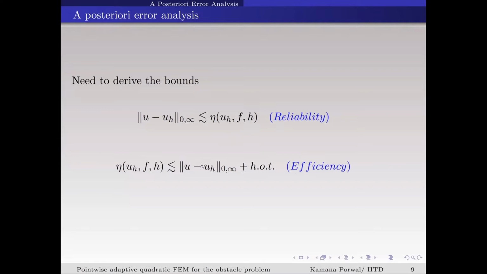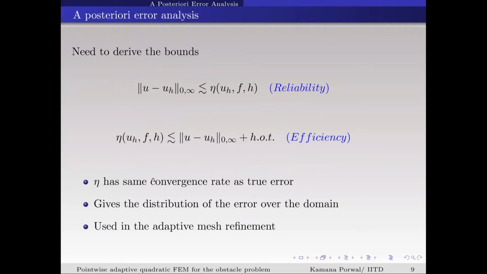Now these estimates ensure that eta will have the same convergence rate as the actual error. And also this estimator eta can be computed locally over each element. So if eta is large in some region, this means that the error is going to be large in those regions, and hence the mesh can be refined there to get a better accuracy of the solution. And that will also lead to adaptive mesh refinement.